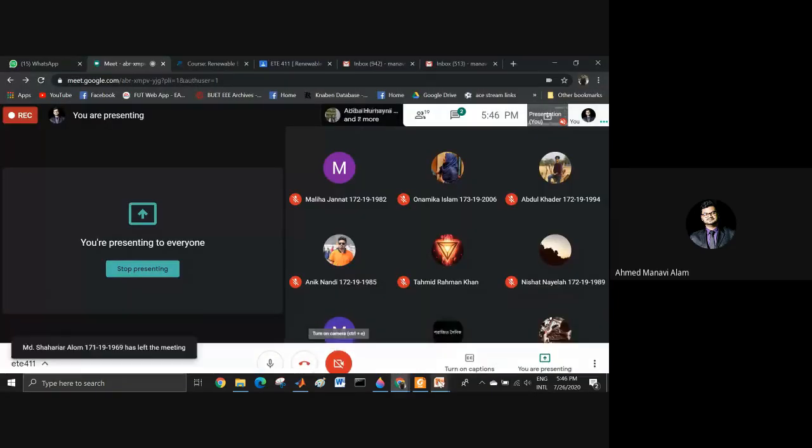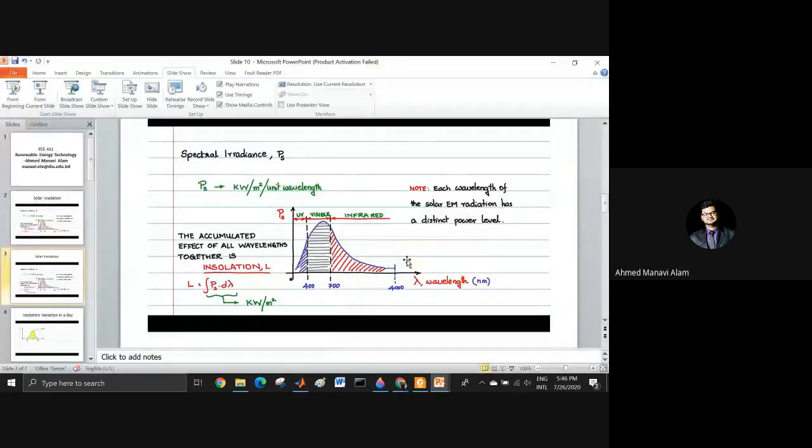Now if I see the unit, it is kilowatt per meter square per unit wavelength, but the unit here is kilowatt per meter square. So why is wavelength gone, sir? Because you have multiplied the spectral irradiance with wavelength. That is why the unit wavelength is gone. So this power is for the total region. Okay, solar insolation is the accumulated effect of all wavelengths together.